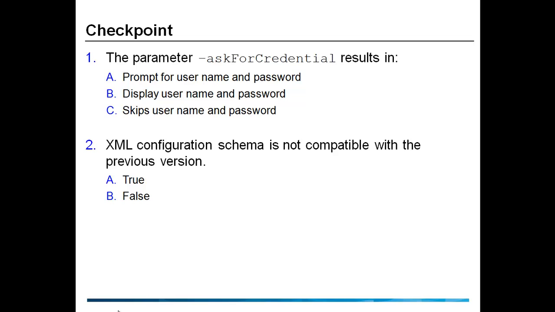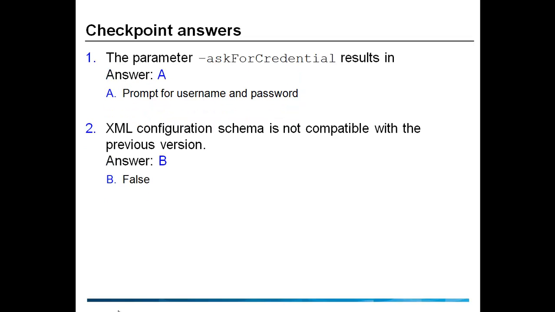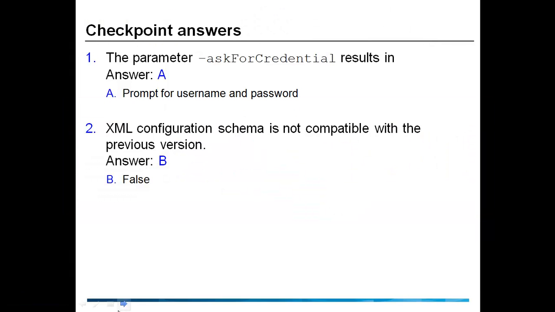Okay, so let's go through the checkpoint now. The parameter ask for credential results in: prompt for username and password, display username and password, or skips username and password. Ask for credential usually is for prompt for username and password. XML configuration schema is not compatible with the previous version. False. It is always compatible with the previous version, right? So let us see the answers. So that's B. First one is B, false, and the first one is prompt for username and password.